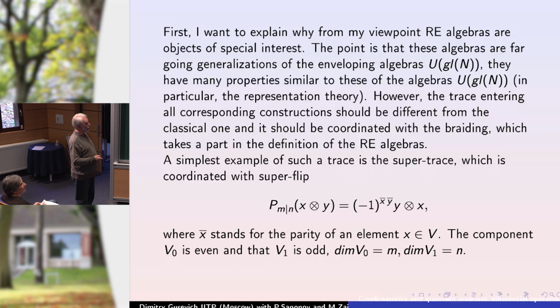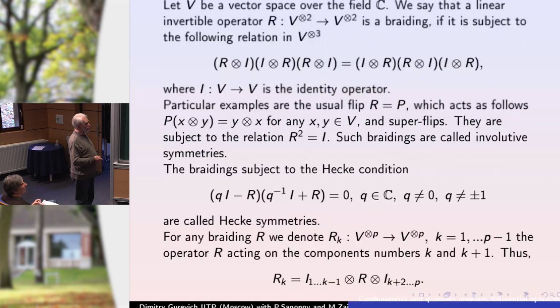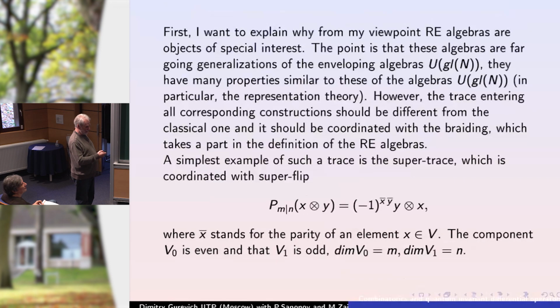The simplest example of this algebra is the super algebra gl(m|n). It is just a notation for the supertransposition of two elements. And the trace here is also deformed. It is deformed in the sense that it is the super trace. It is not the usual trace.